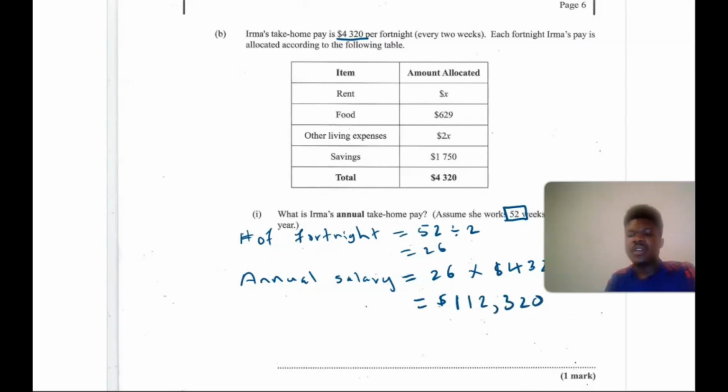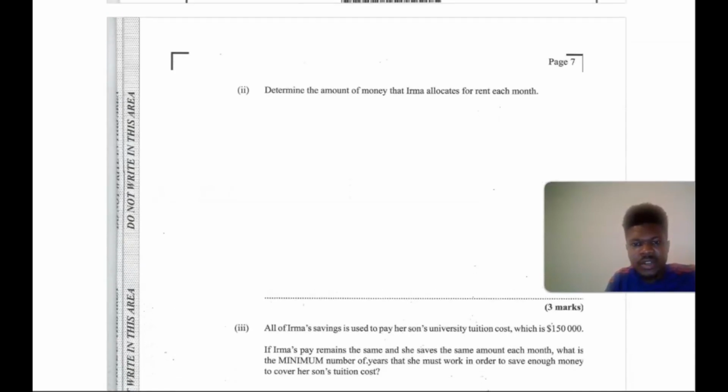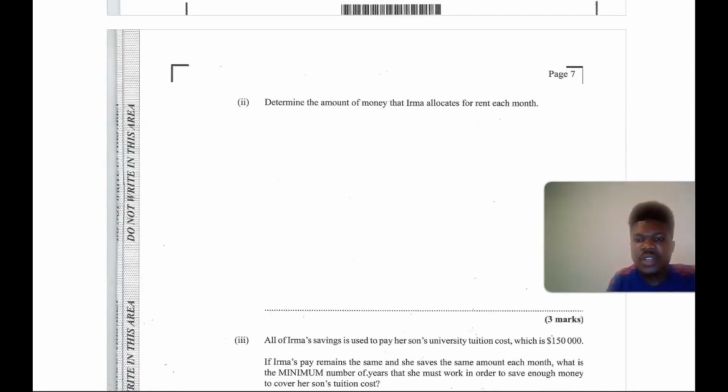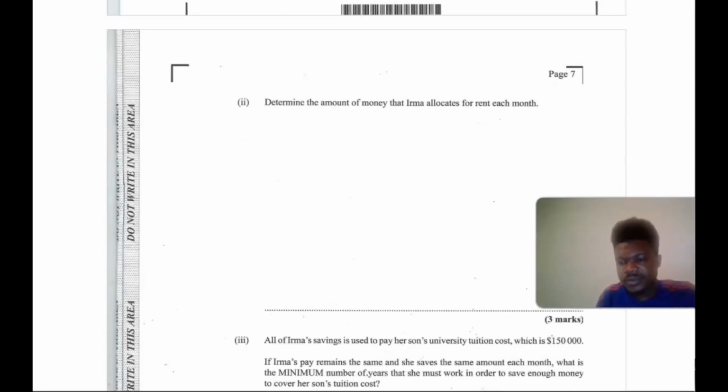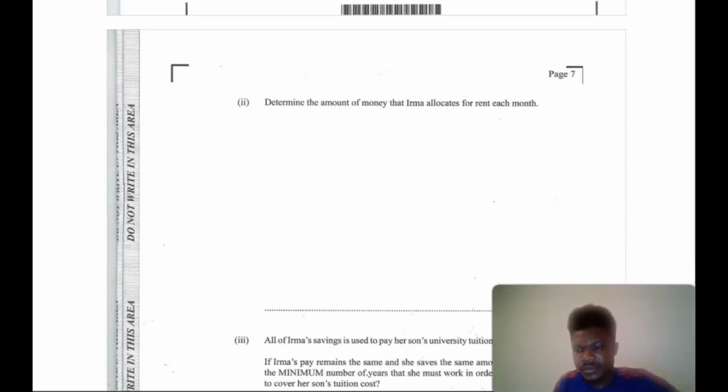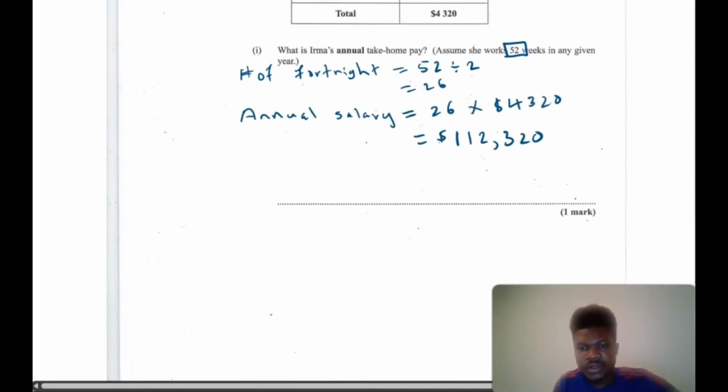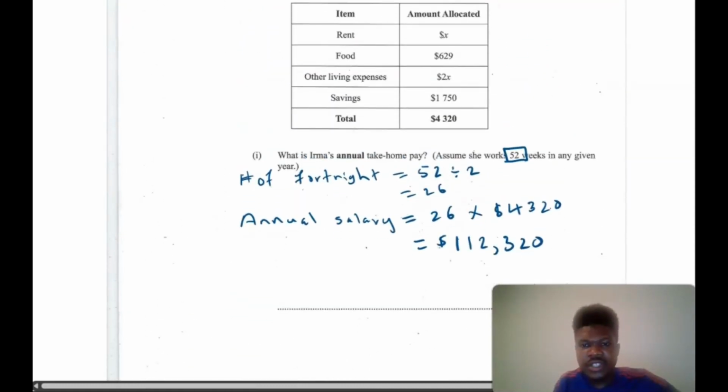And $20. So that's her annual take-home pay. So it's a follow-up question. Determine the amount of money that Irma allocates for rent each month. So let's go back. So she allocates X dollars for rent. So we now need to solve for X.